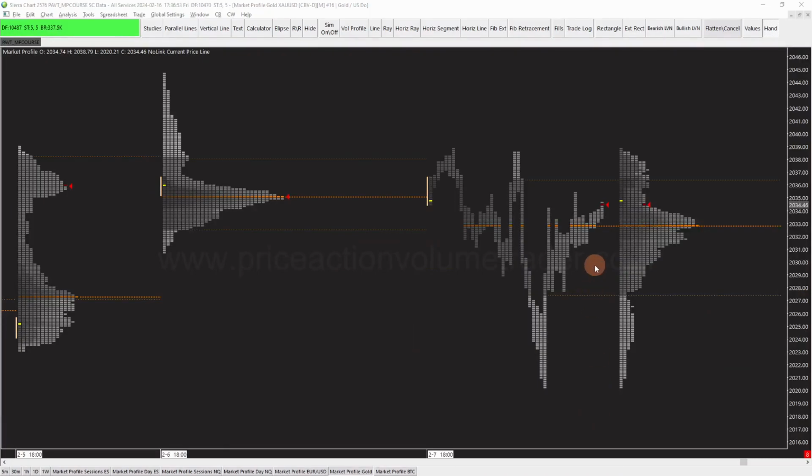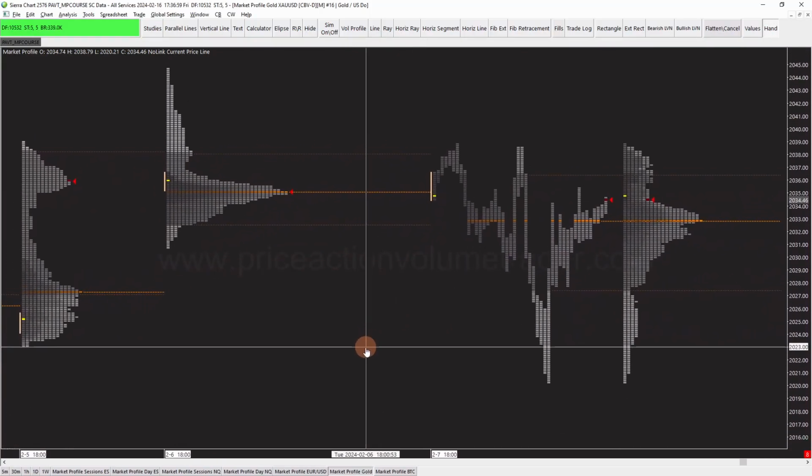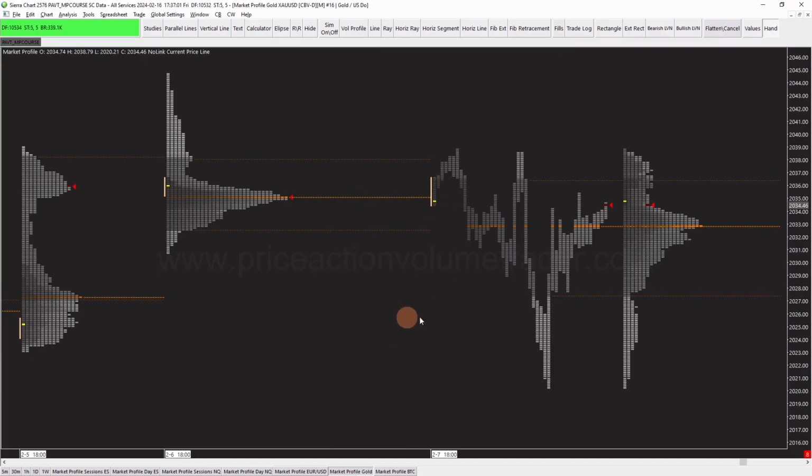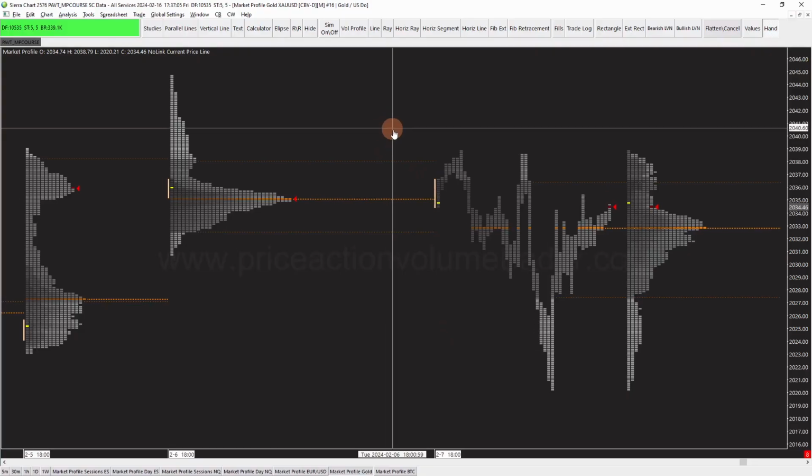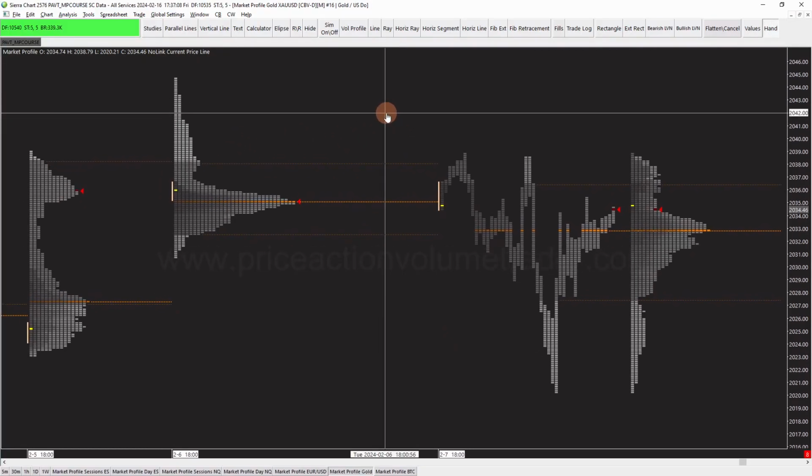Okay, so now if we go to the charts, just to go over some recent examples as well, aside from those screenshots. Here we have a market profile of the gold market. This is the CFD, so we have 24-hour periods.